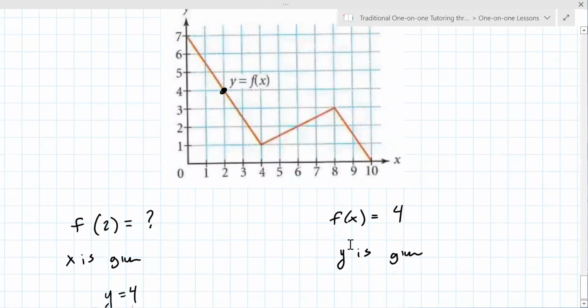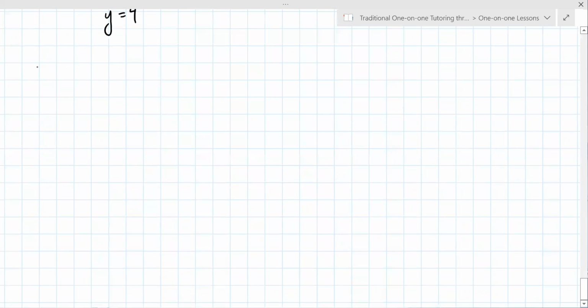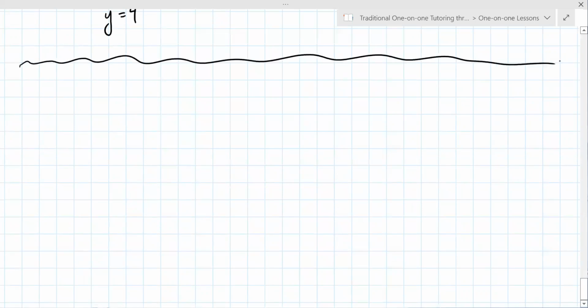On the one on the right, y is given, so you're trying to find x. You're looking at the y part of the graph. You find 4, and then x is also 2. Okay, that makes a lot more sense now. Now we're gonna do this with functions, but this is the same idea.